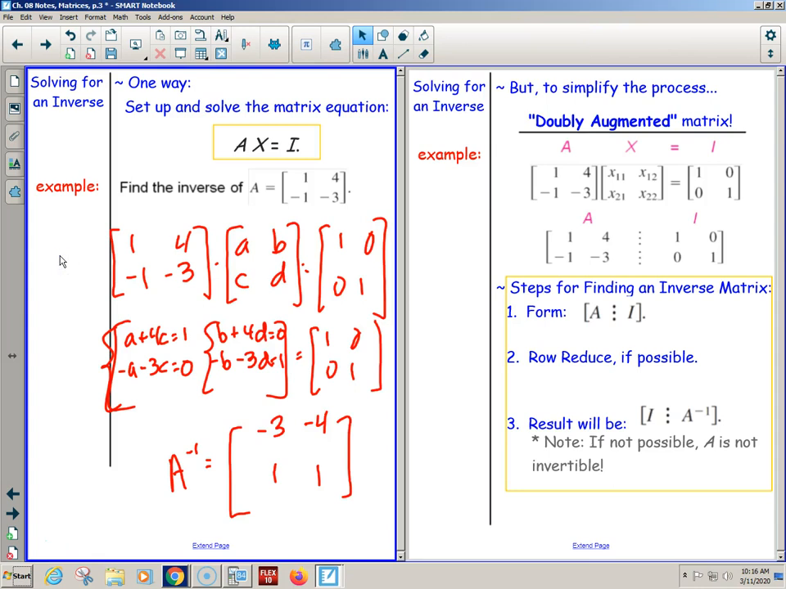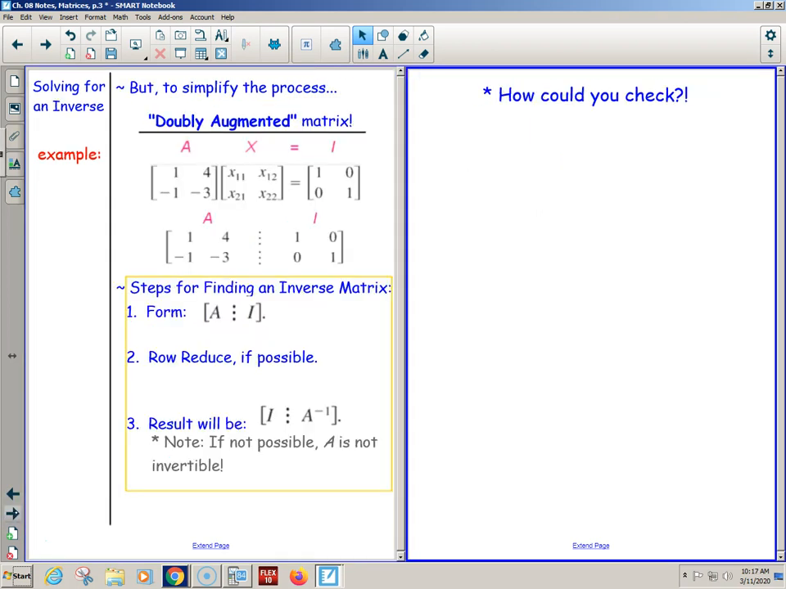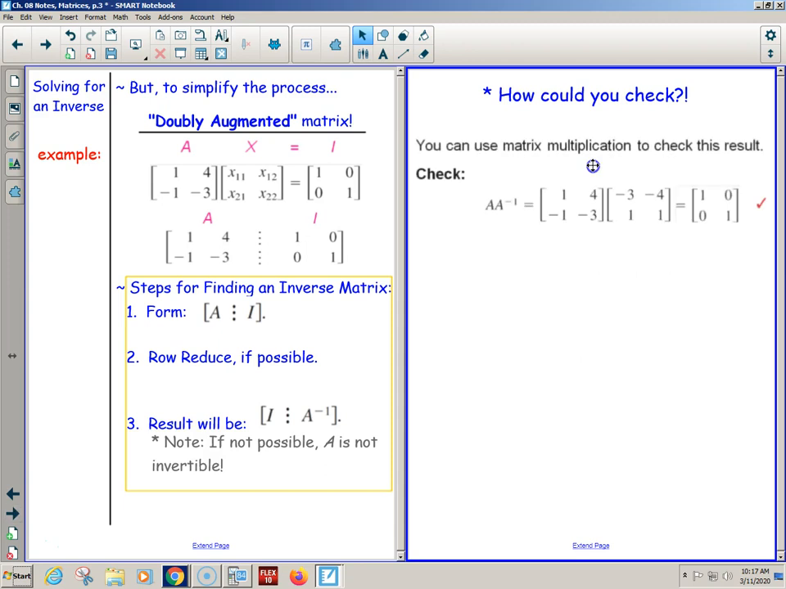And technically there's a page, I think it might be the next page, that says something like, how could you check? I put it out of order just because, I don't know. I don't know if you necessarily need to take notes on this.